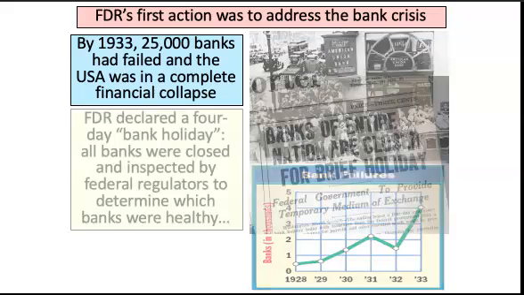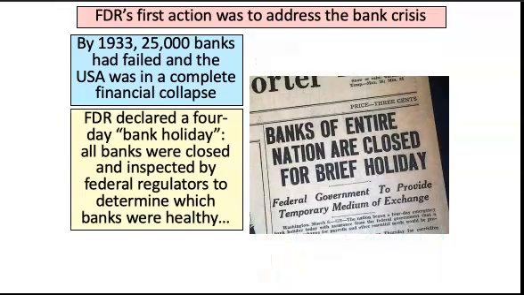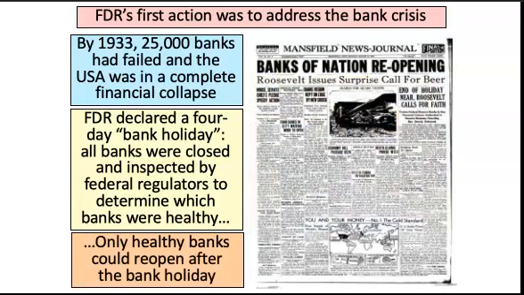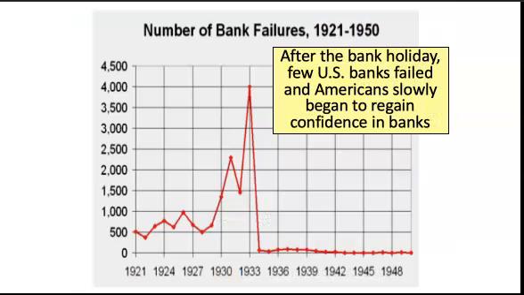What FDR does is absolutely brilliant. He declares a 4-day bank holiday, and all banks were closed and inspected by federal regulators to determine if the banks were healthy. And what he published to the American people is that only healthy banks could reopen after the bank holiday. What ended up happening was very few U.S. banks failed after the bank holiday. And during this inspection, most banks were deemed to be sound.